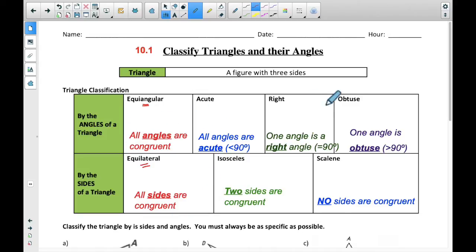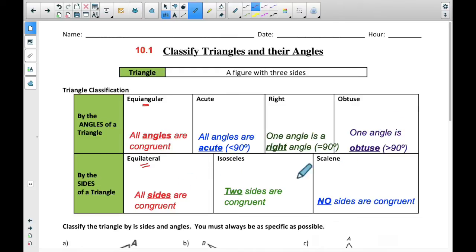Then also with the angles, we can talk about an acute triangle. An acute triangle means all the angles are acute, that's less than 90 degrees. Or we can have a right triangle, which has one right angle, and a right angle is 90 degrees. And we can have an obtuse triangle. An obtuse triangle is one that has an angle that is greater than 90.